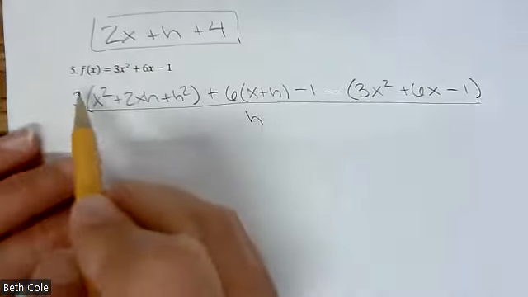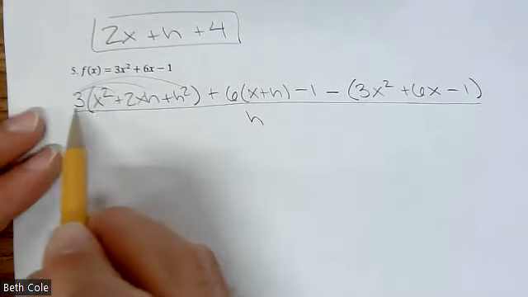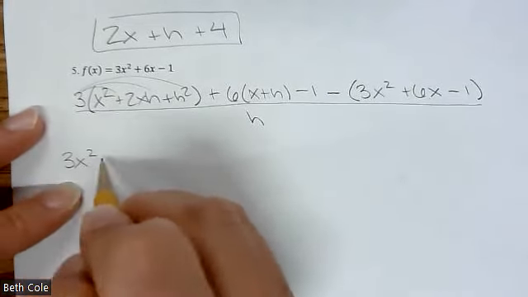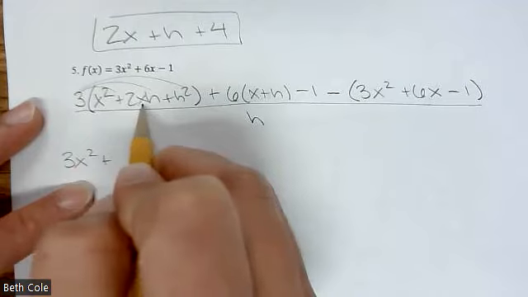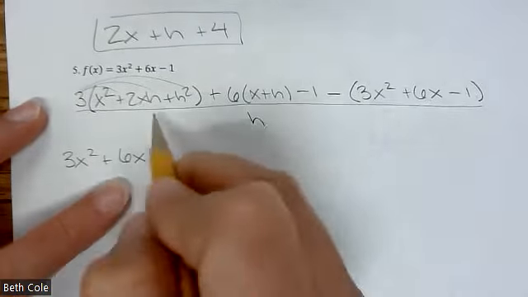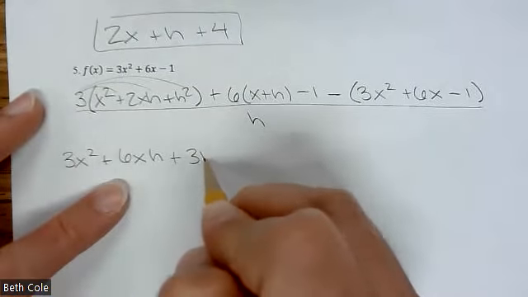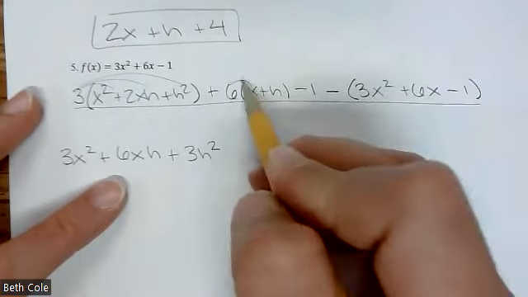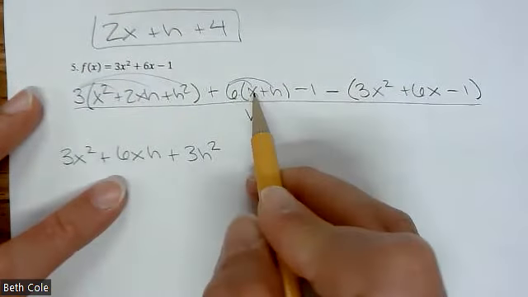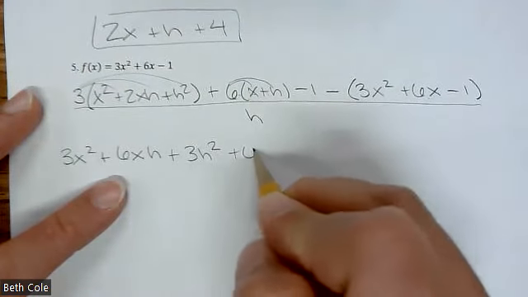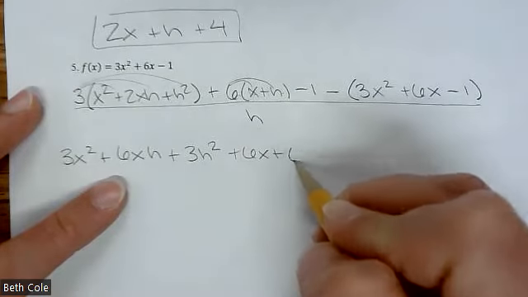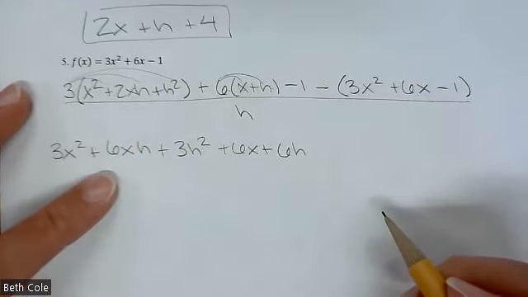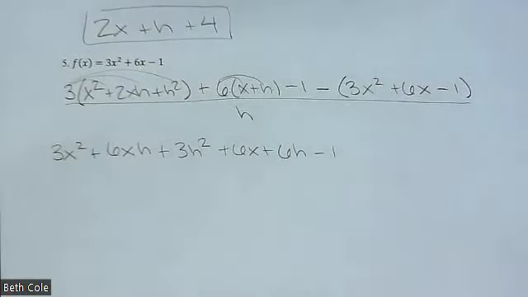Distribute this 3. What will that give us for this first part? 3x squared plus 6xh plus 3h squared. And then what? 6x plus 6h minus 1. This is actually more about organization than anything else. You got to stay organized.